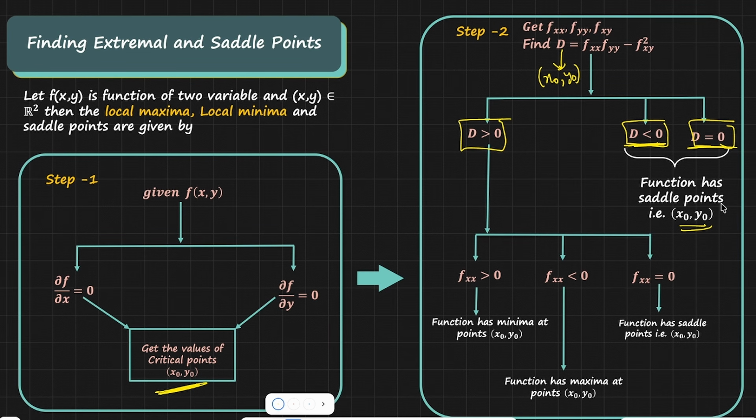This is one part. The second part: if D is greater than 0, then come to the partial derivative with respect to xx.